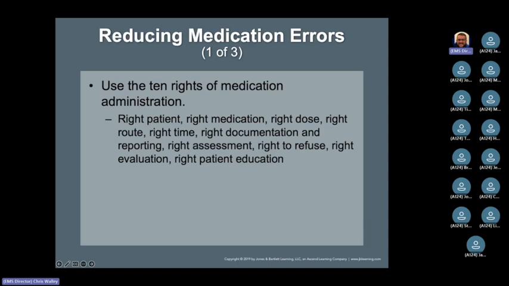So we need to know that we have the right patient, the right medication, the right dose. We're going to use the correct route. It's the right time to give this, the right documentation and reporting. We did the right assessment. The patient has the right to refuse this medicine, the right evaluation, and the right patient education is done. These 10 R's are super important for us to know, use, and live by as advanced providers when we're getting ready to administer medications.